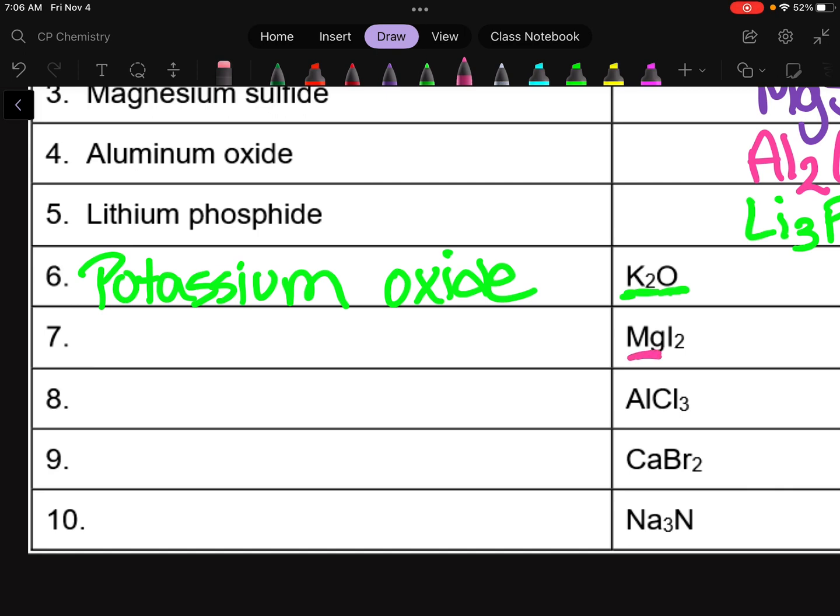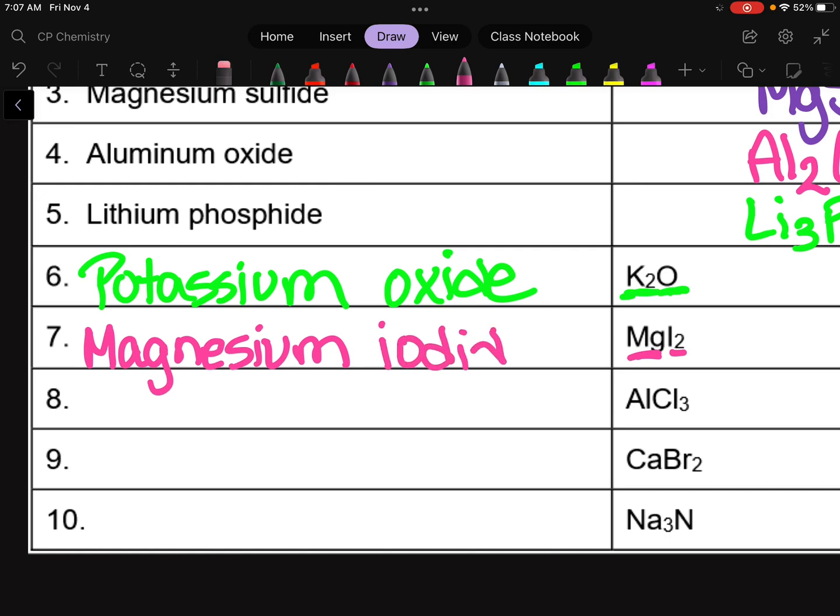The next one, Mg, is magnesium. That's your metal, your cation. So its name stays the same. And it's bonded to iodine. That's your nonmetal, your anion. So it's iodide. Gets that IDE ending. The next one is Al, which is aluminum. So the metal's name stays the same, aluminum. And the nonmetal is chlorine, and it becomes chloride.